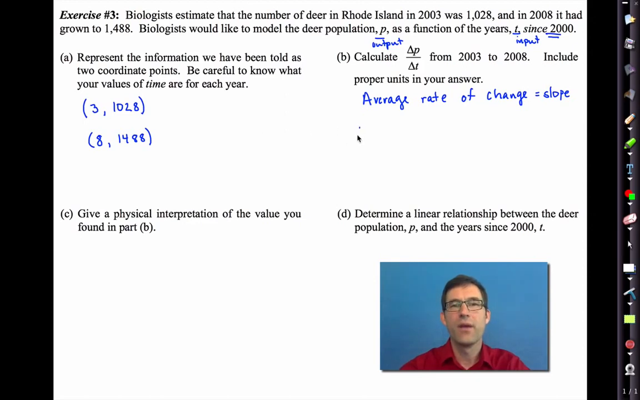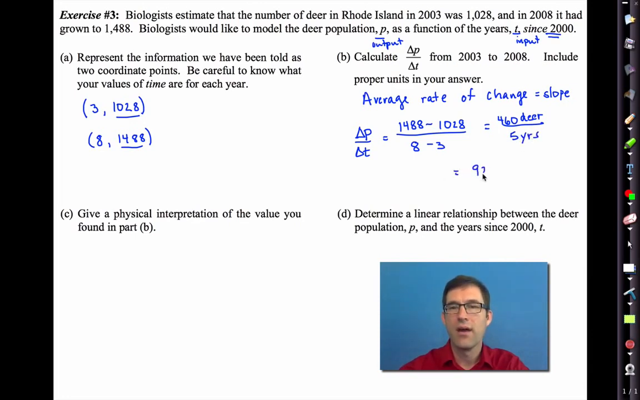All right, let's do it. So delta P divided by delta T, we'll take our second population, 1488, minus our first population, 1028, divide it by 8 minus 3. Okay, do a little cheat sheet here. 460, watch me track the units right now. 460 deer, right? Divided by 5 years gives me 92 deer per year. There's my average rate of change.